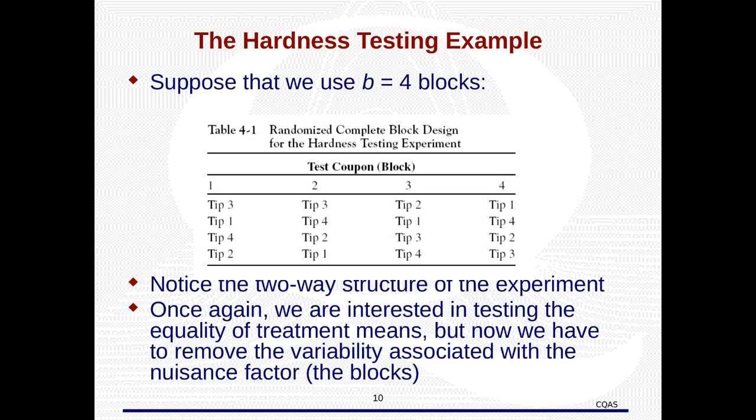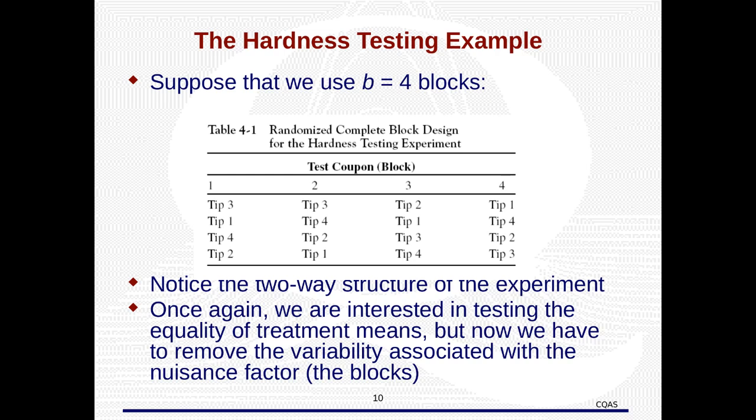The critical insight is that we're still testing whether the treatment means are equal, but we must now account for block-to-block variability. The blocks represent our nuisance factor, the inherent differences between coupons. By including blocks in our analysis, we isolate and remove their contribution to the overall variation, leaving us with a cleaner estimate of the treatment effect.